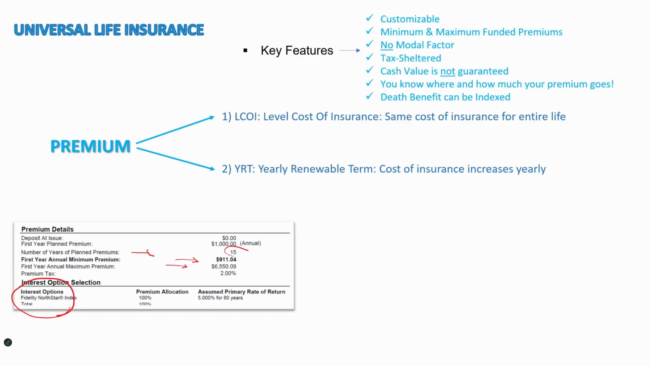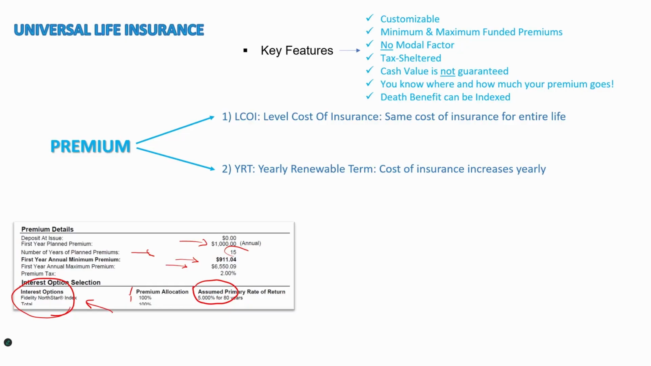Also, you choose where you want to do the investments. So based on the mutual funds that the insurance company provides, you can choose what and where you want to pay your premiums and where do you want to invest it. And because this is an illustration and we don't know how the market is going to work, there's an assumed rate of return, for instance, it's 5%. So see, I made a decision that I want to pay $1,000 a year between the 900 and 6,500 that I'm eligible to do. I've decided to pay for 15 years. I've decided where I want to invest, right?